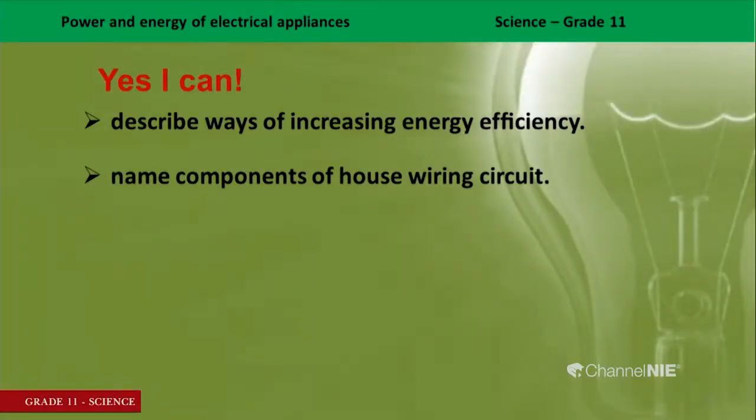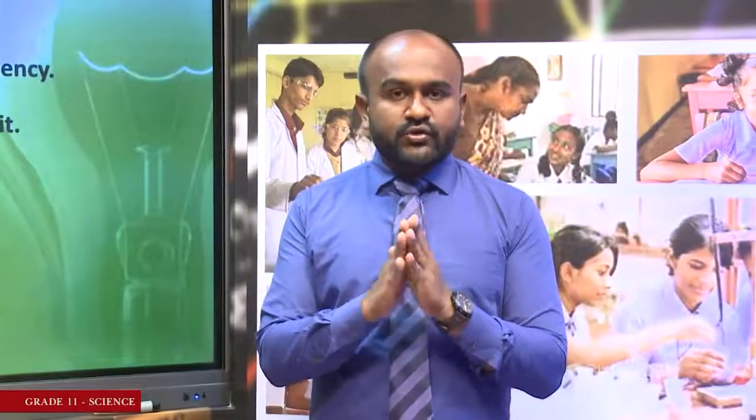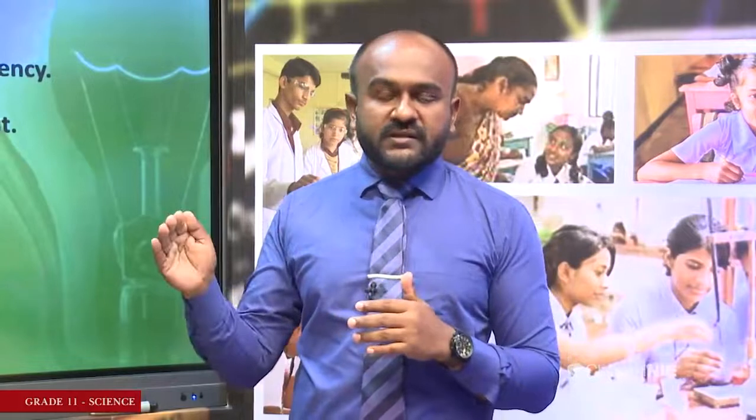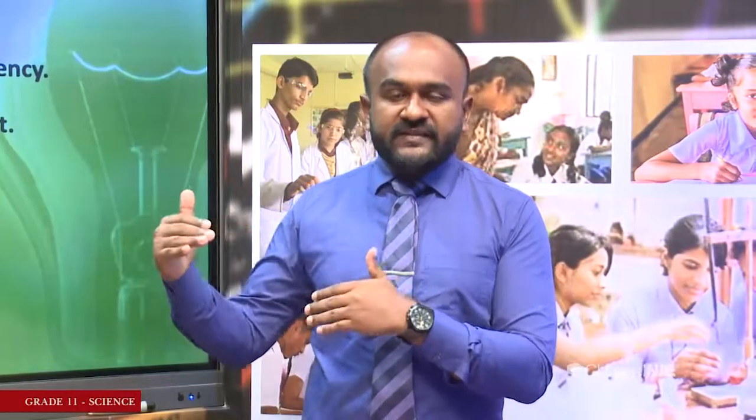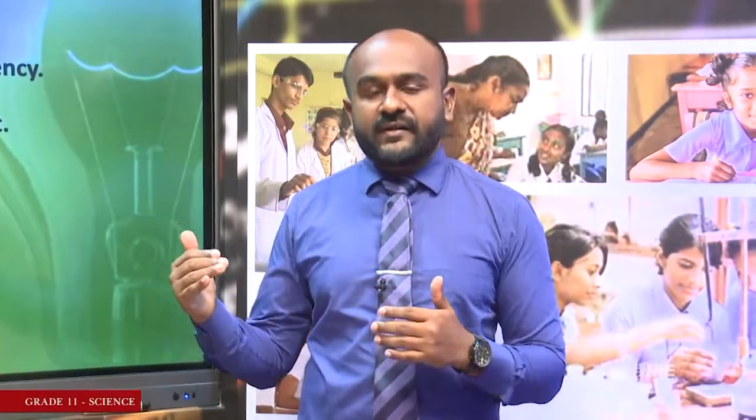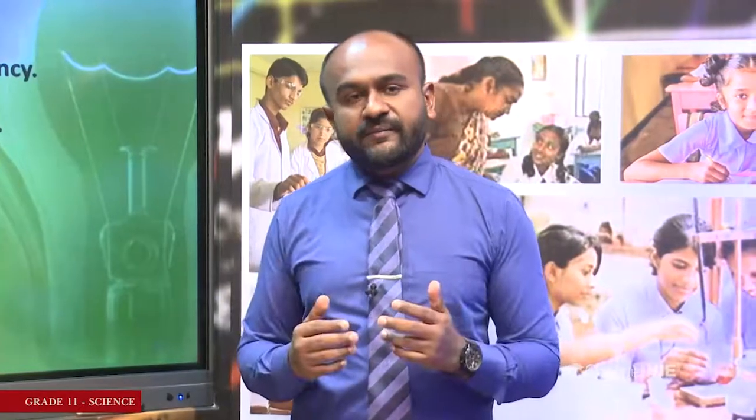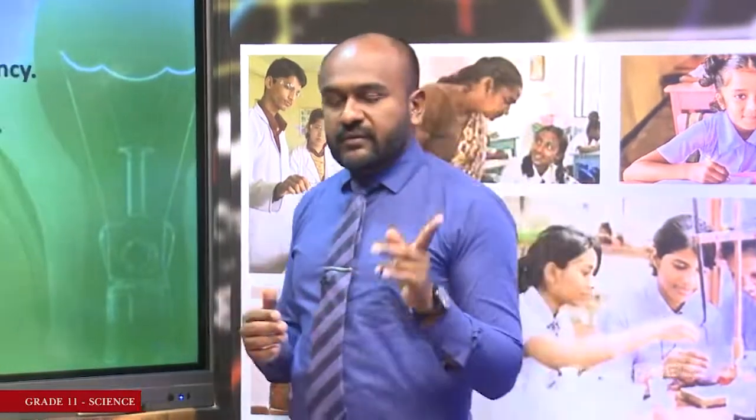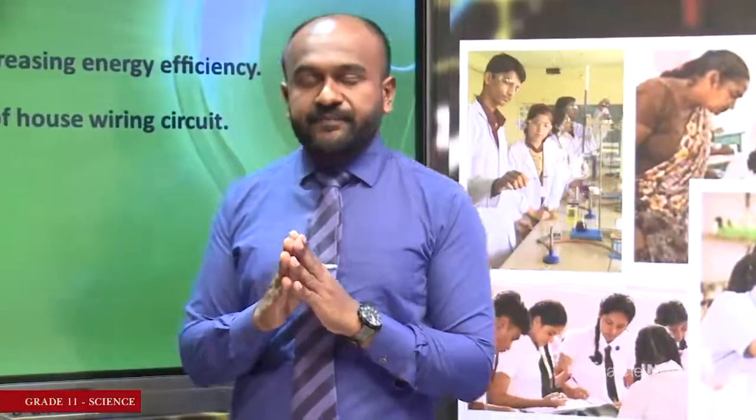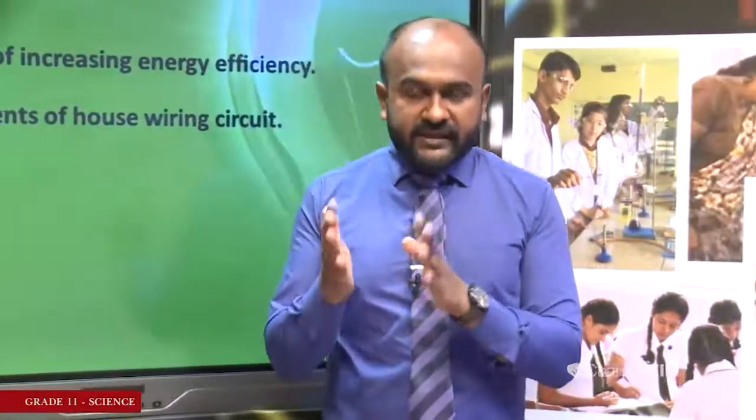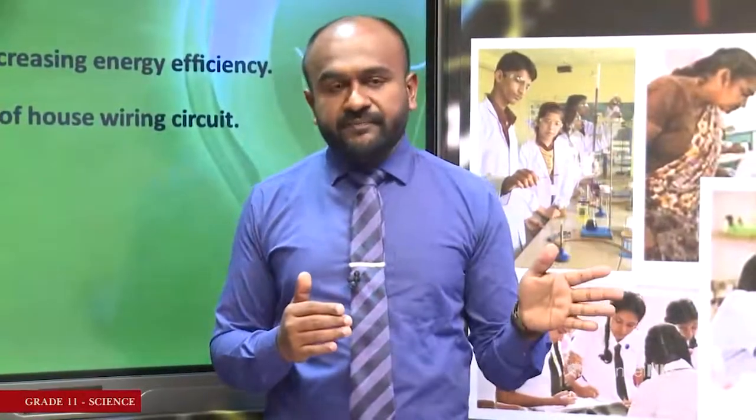What is the next learning outcome? Name components of house wiring circuit. You should be able to do this in order. You should know the order in which different accessories are connected to the domestic electric circuit. Let us see whether you remember. Our houses are connected to the national grid using what? Supply cable. Using a supply cable, we can connect our houses to the national grid.